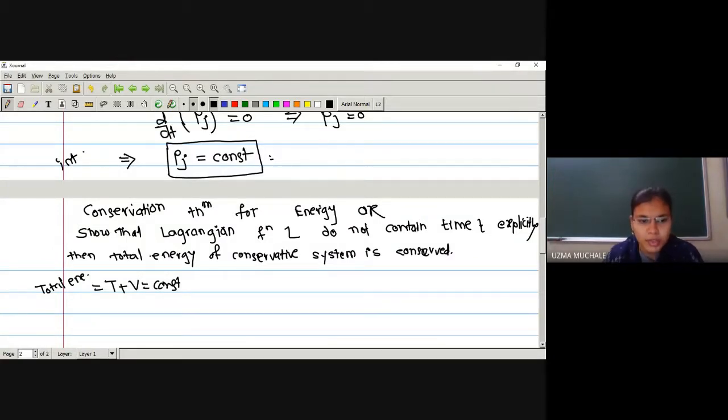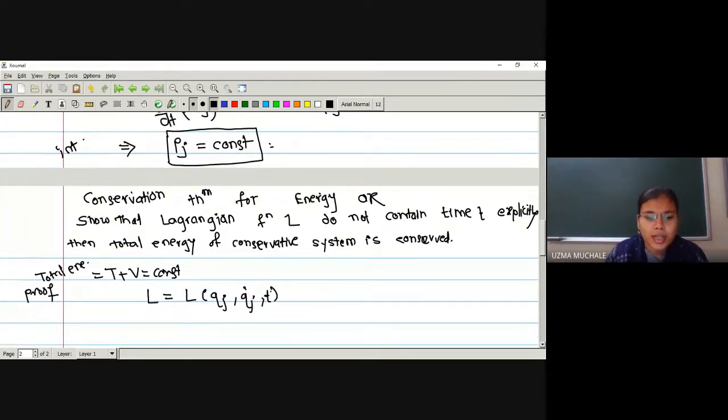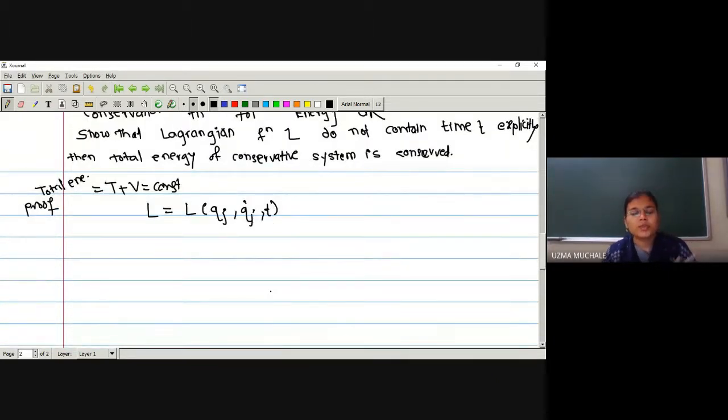What is given to us actually? The Lagrangian does not contain time t explicitly, which means that we are in the case of a scleronomic constraint. Let us start the proof. So first we'll go with the Lagrangian L. What is L? L consists of three variables, that is Qj, Qj dot and t, right? The Lagrangian L will consist of Qj, Qj dot and t.